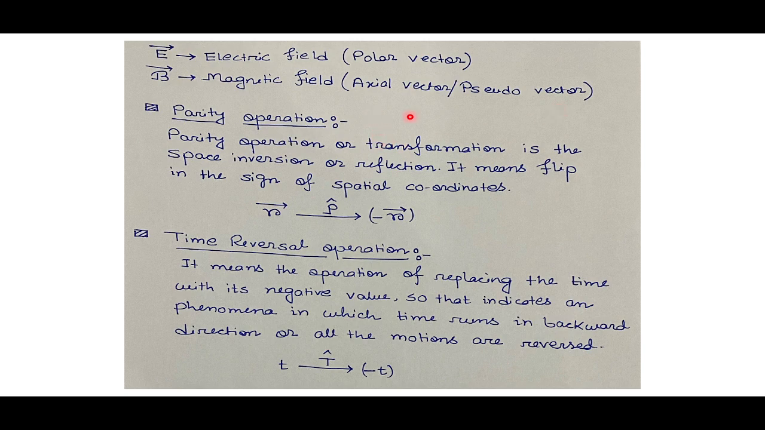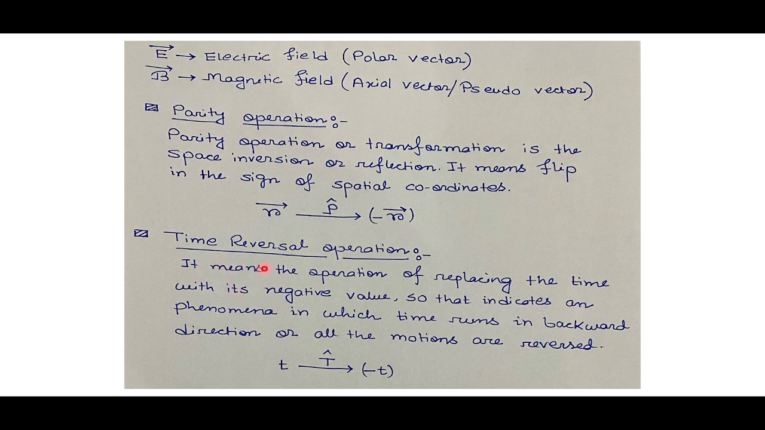Now I will explain what is parity operation and what is time reversal operation. Parity operation or transformation is the space inversion or deflection, a mirror image of your vector. It means a flip in the sign of spatial coordinates. So if you have your position vector r, and you operate your parity operator p cap, then your position vector r will become minus r. If you operate p cap on a function dependent on the position, you just change the sign of the position, r to minus r, right? So this is the parity operation simply.